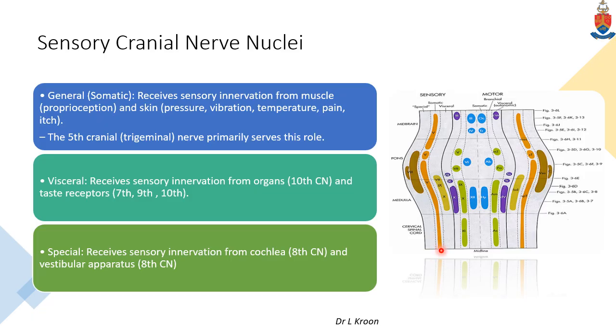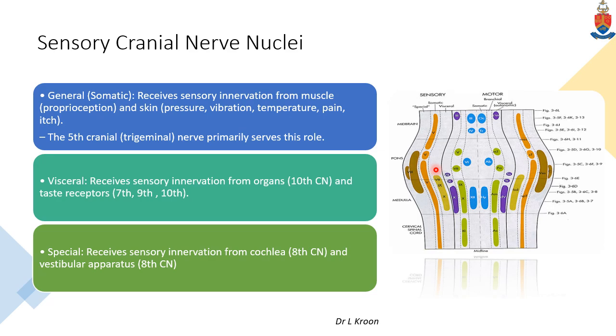The visceral sensory column is an easy one to remember because there's actually only one nucleus in it. It's aptly named the solitary nucleus because it's the only nucleus in that column, and it really has two roles. It has the role of receiving visceral organ information from the vagus regarding the heart, the lungs, and the GI tract to about 2/3 of the way across the transverse colon. And then it also receives information about taste sensation from the three cranial nerves that provide sensory information from the tongue, the 7th, 9th, and 10th cranial nerves.